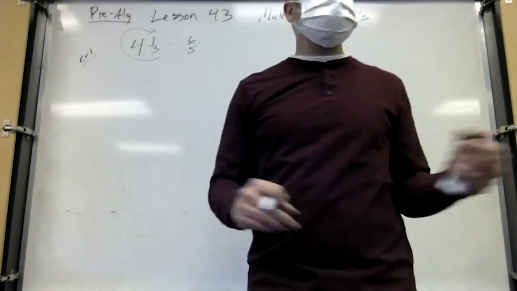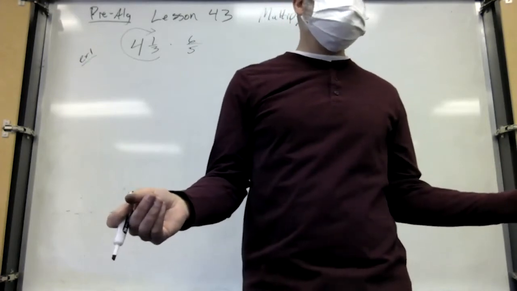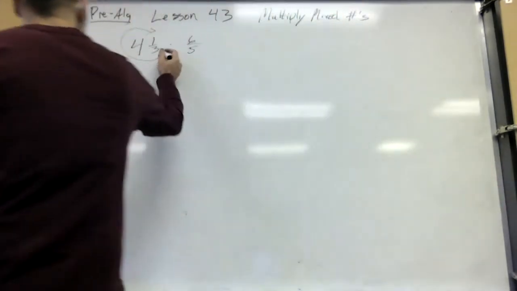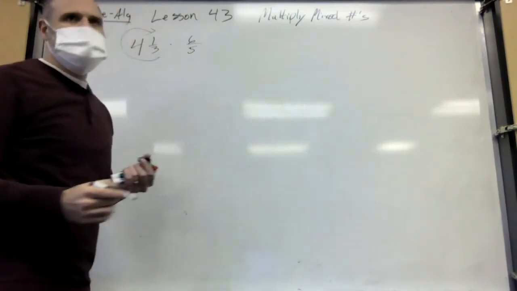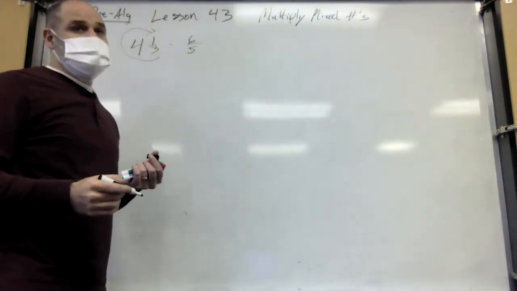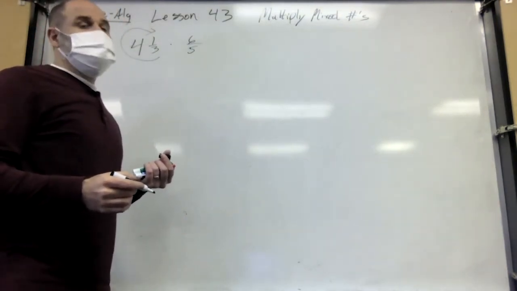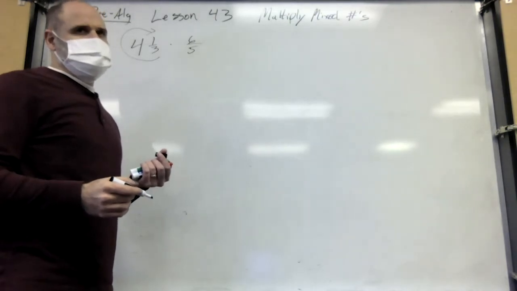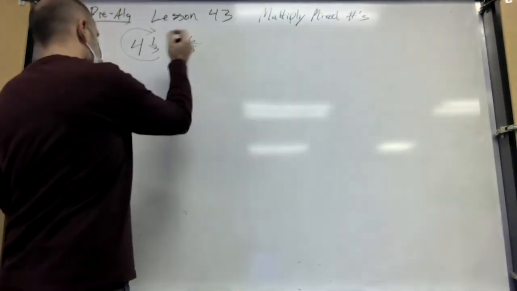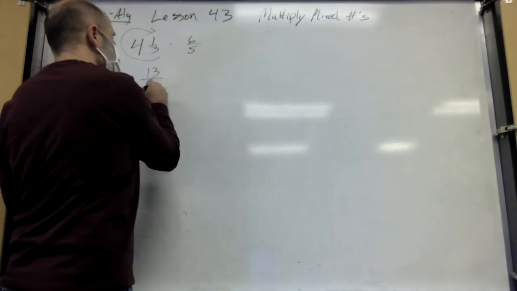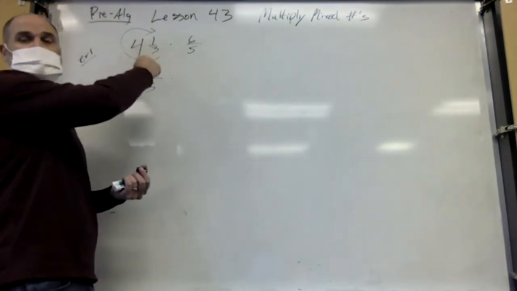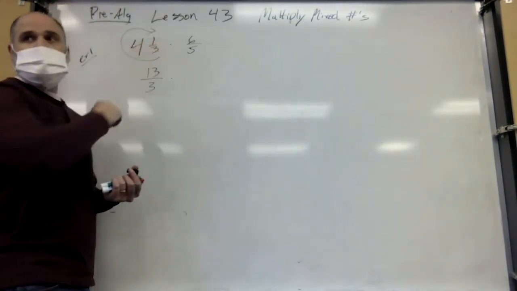Okay, so how do you turn 4 1/3 into an improper fraction? You multiply the 4 and the denominator. Yeah, I got my answer. And then you add it with the numerator. Yep, so 13/3, right? 4 times 3 is 12, plus 1 is 13, all over the 3, yes.